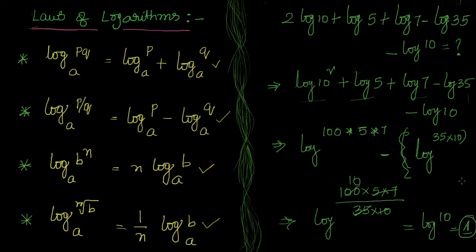This I can do in one single step without doing this. This is nothing but equal to 100 into 5 into 7 divided by 35 divided by 10. Simple. Last step, right? Okay, let's move to the next one.